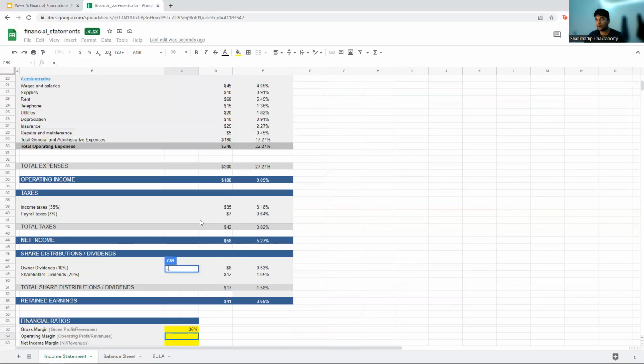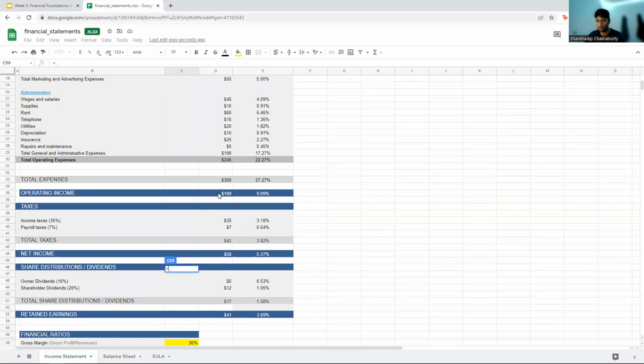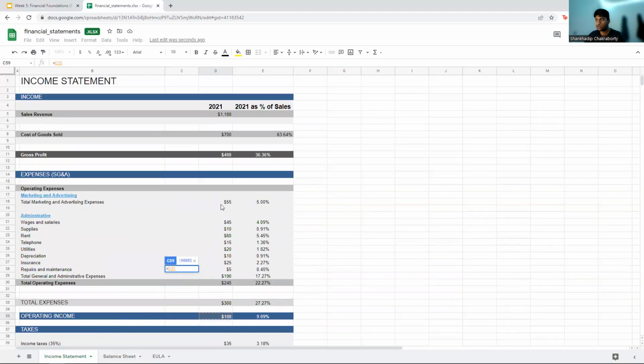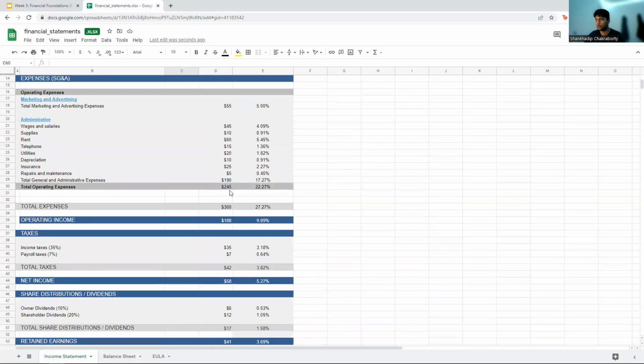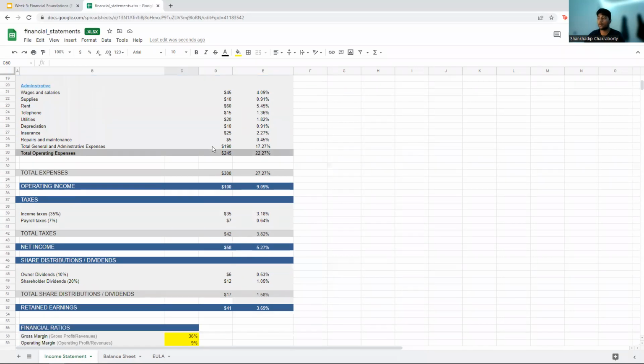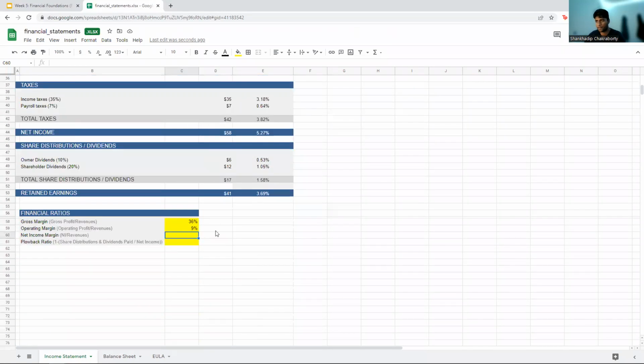Operating margin, that's operating profit or income divided by revenue, about 9%. So there's a steep drop off. So what that tells us is there's a lot of SG&A, which makes sense. There's almost $250 worth of SG&A and $55 worth of marketing. So 5% of our revenues are going towards marketing. Sometimes that could be high, sometimes that could be low. Once again, we don't know because we don't have any comparisons.